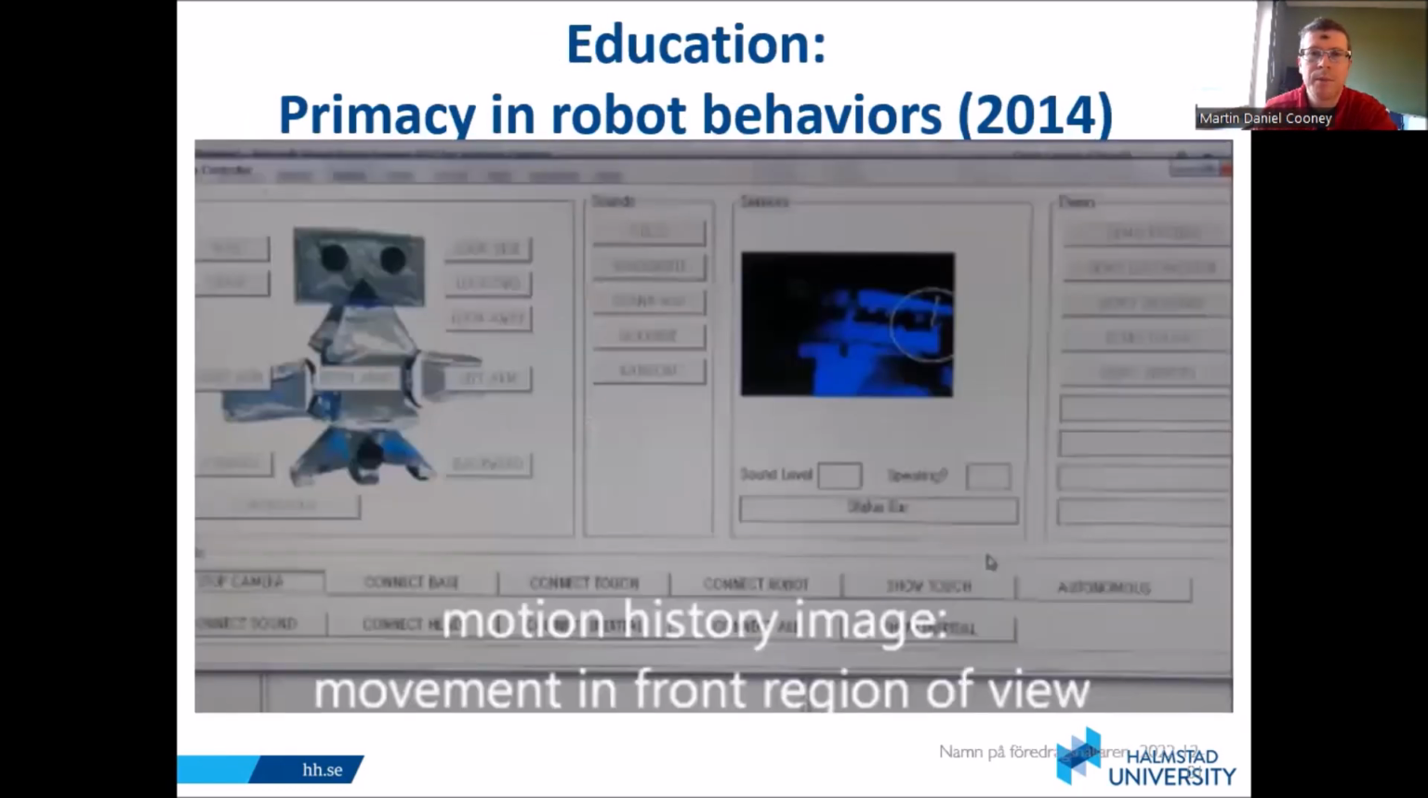I was looking at primacy in robot behaviors, like if you hug a robot warmly while you're looking sad, what does that mean? Does that mean that you're being affectionate, or, this type of thing?